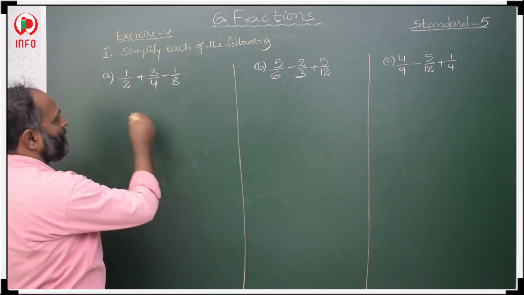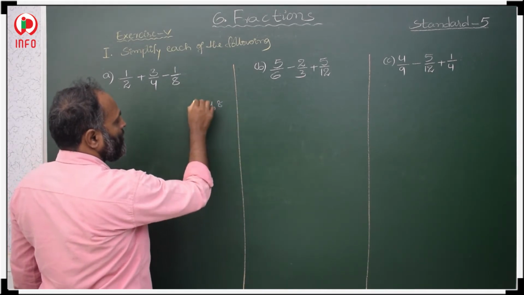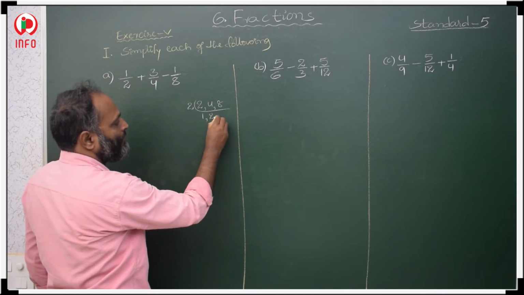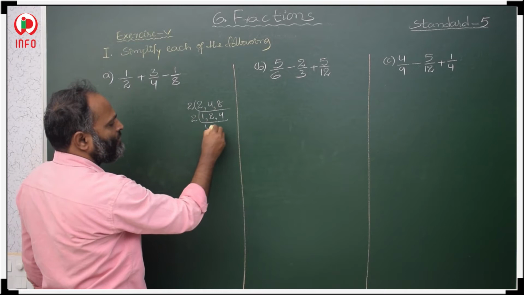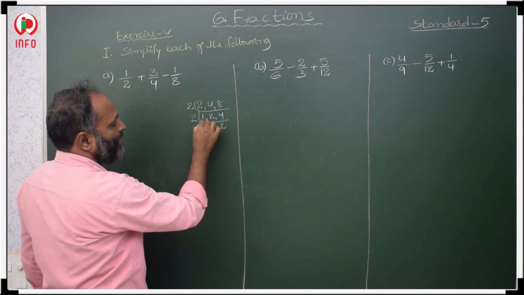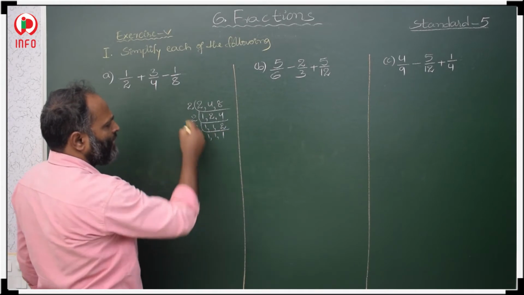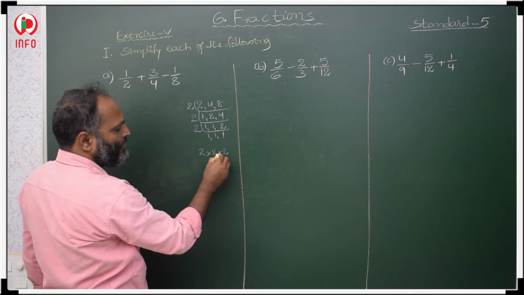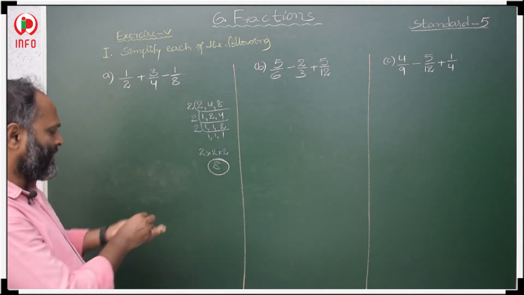Take LCM first. 2, 4, 8 LCM. So, all these are even numbers divisible by 2. 2 ones are 2, 2 twos are 4, 2 fours are 8. Again with 2, 1 as it is, 2 ones are 2, 2 twos are 4. Again with 2, 1 as it is, 1 as it is, 2 ones are 2. Now you multiply 2 into 2 into 2, 2 twos are 4, 4 twos are 8. 8 is the LCM.